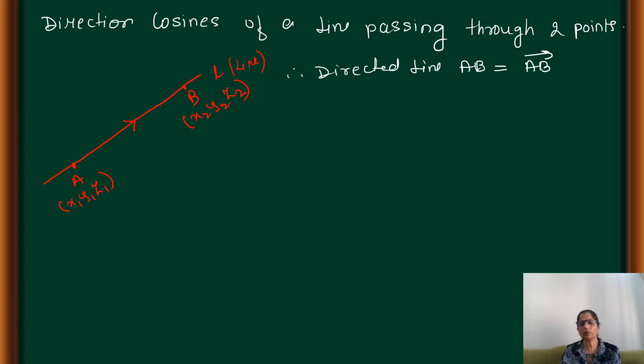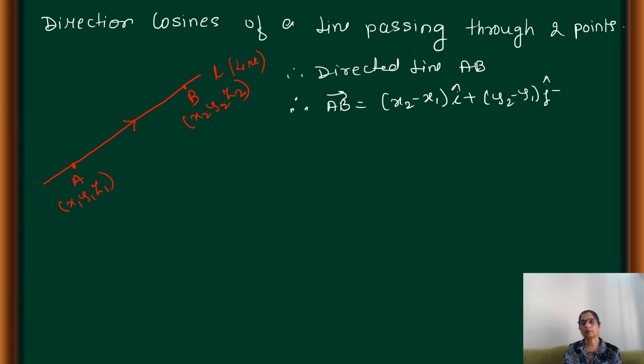Okay, it is not equal to, but it is similar to, we can say it is similar to. Okay, treated as, we can say. Directed line AB, we can simply say that this is equal to AB vector. And how do we find AB vector? AB vector is going to be x2 minus x1 i cap plus y2 minus y1 j cap plus z2 minus z1 k cap.